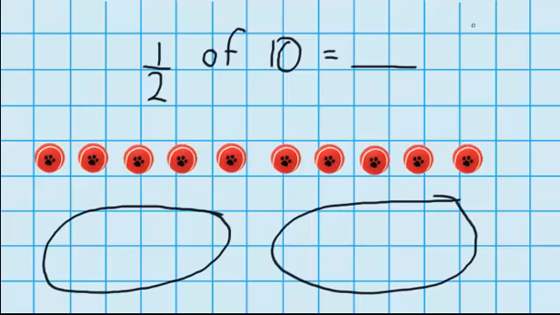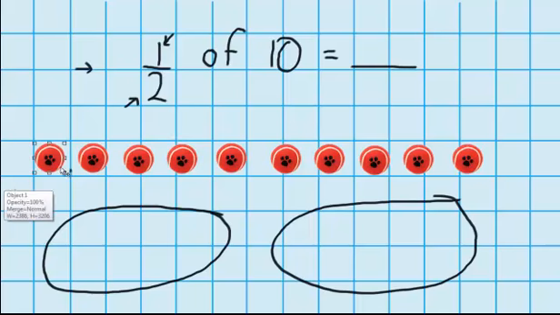This time I've got 10 tennis balls and I want to find out what half of that amount would be. So I can record that like this. Half of 10 equals something. Now the denominator tells me I need 2 groups, and you can see my 2 groups down here. And my numerator tells me I'm interested in how many tennis balls there'll be in one group.